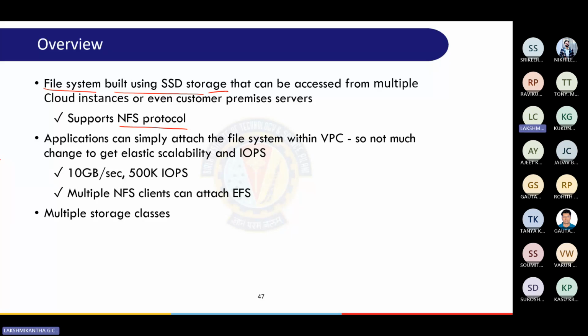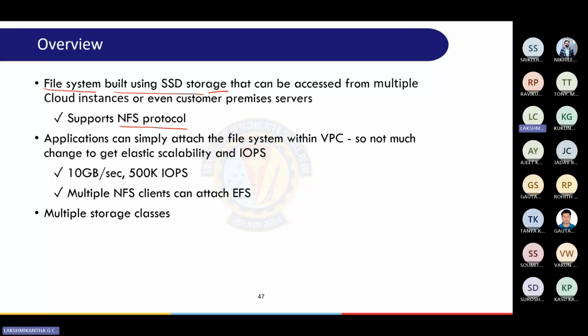Then the benefit of using this is, guys, applications can simply attach the file system within a VPC. This means if you have an older legacy application or a Linux utility that expects a standard file system mount point, you can use EFS without changing any code. Clear?